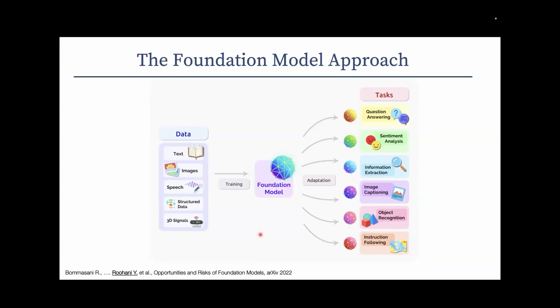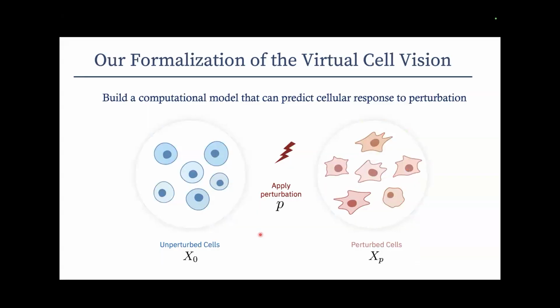Of course, there are many different tasks that would be of interest. In particular, we were really interested in predicting the effect of perturbations. The specific formalization that we looked at was: given a distribution of unperturbed cells, if you apply some perturbation to these cells, what is the distribution of perturbed cells going to look like? We wanted to develop models that are able to learn this effect, that is, learn the distribution of perturbed cells given unperturbed cells and an applied perturbation.